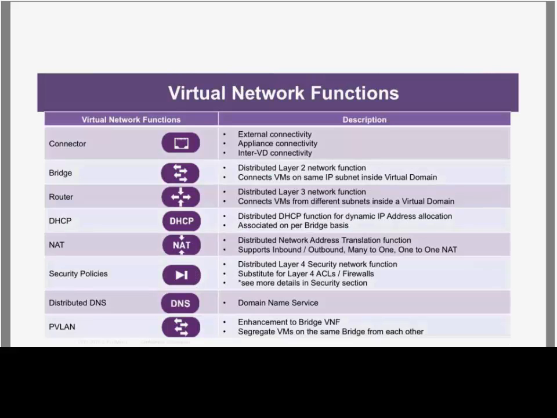This is just a table. I'm not going to go through all of it, but it shows you all the network functions that PLUMgrid provides as part of a virtual domain. So, switching, routing, DHCP, the ability to do NAT, the ability to do security policies, DNS, VPN, as well as the ability to interconnect and compose virtual domains among each other. Again, this is very much advanced use cases, but this is something that every customer of ours leverages.